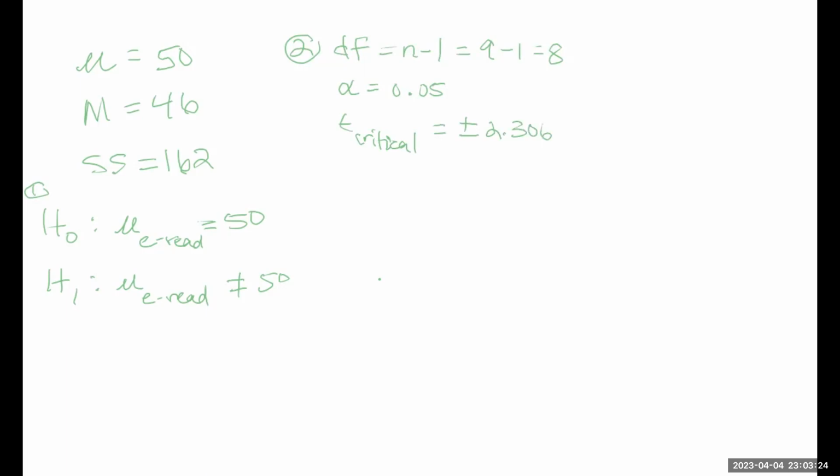So again, you'll go to your t-distribution table. You're going to look for a two-tail test, 5%. Then you're going to go down to degrees of freedom 8. At that intersection, you're going to find 2.306, and that'll be your critical region. The next thing is step 3. Now that we have our critical region, we're going to go into computing our t statistic. The first thing we do is 3A.